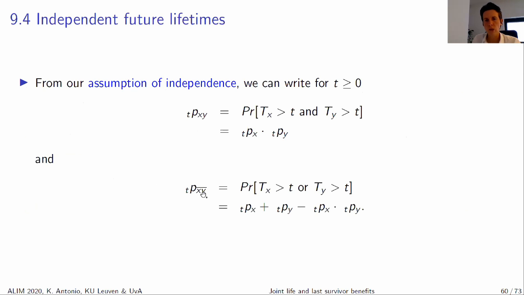What if I look at tp_xy bar? So here I'm asking, what's the probability that this last survivor status will be valid for another t years? So that means that Tx or Ty is going to be larger than t. So that's a probability of A or B. So that's the probability of A plus the probability of B minus the probability of A and B, right? So I can write down this survival probability for the last survivor status.